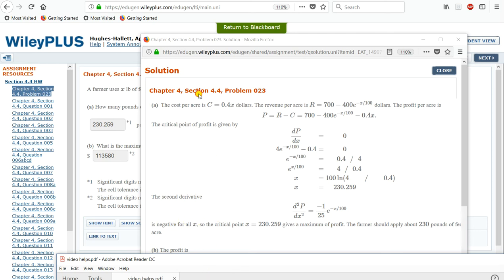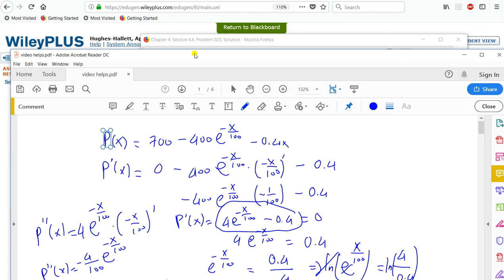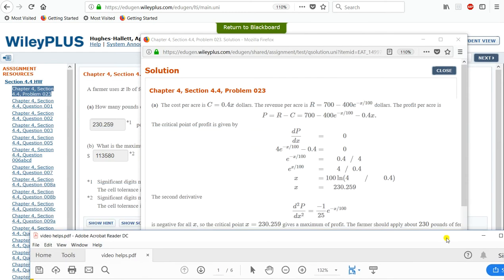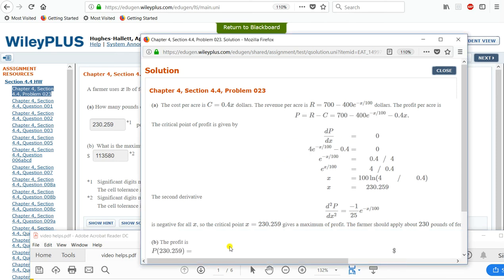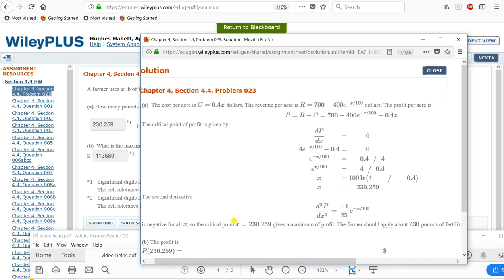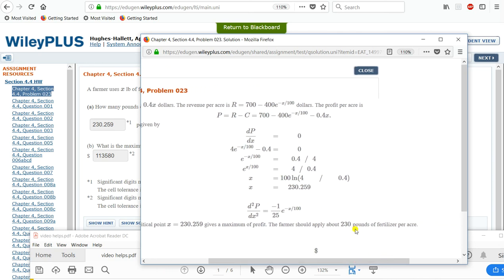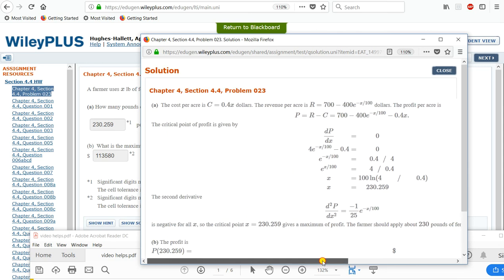And the second derivative is less than 0. It's concave down, right? It's negative, so it's concave down, and you should have the maximum point. Or in this case, we should have a local max. And you can confirm that the critical point we found here, 230.259, will give you the maximum of the profits. So the farmer should apply about 230 pounds of fertilizer per acre to get the maximum profits.